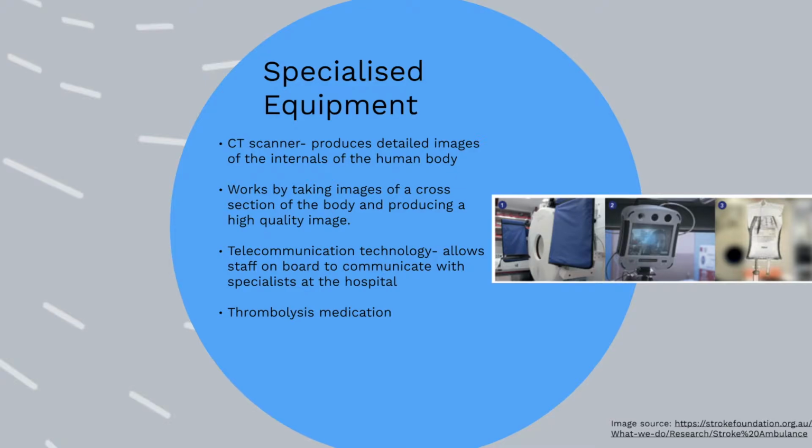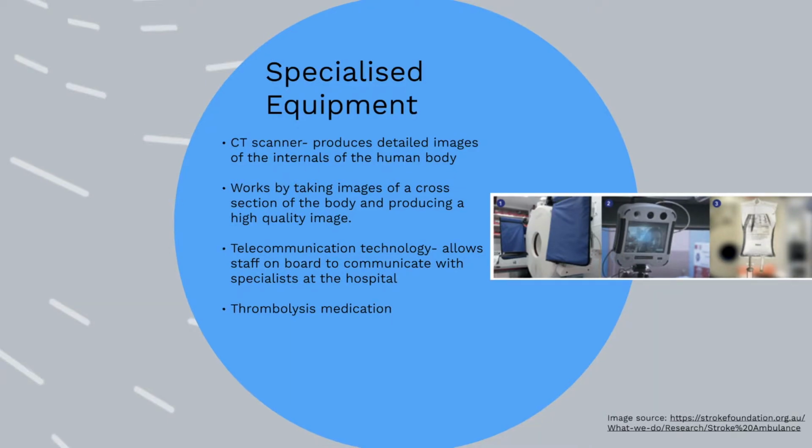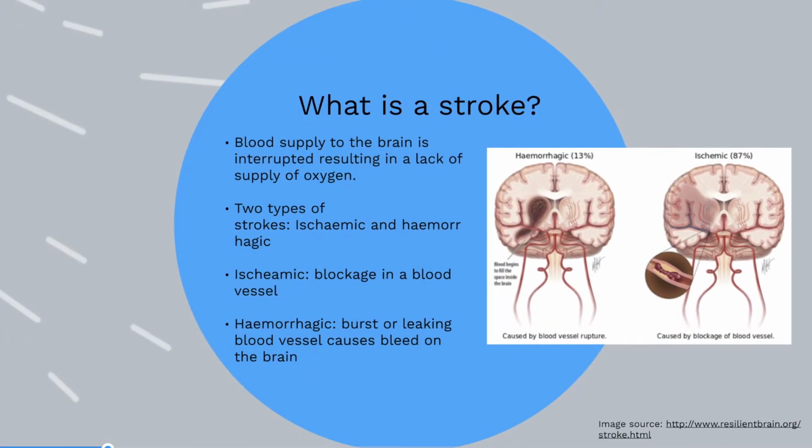Basically, a CT scanner works by taking many images of a cross-section of the body to produce an internal image. A stroke is when blood supply to the brain is interrupted, resulting in a lack of oxygen reaching the brain. There's two types of strokes. Ischemic strokes are the most common and are caused by a blockage in a blood vessel, usually by a blood clot. Hemorrhagic strokes are usually caused by a burst blood vessel causing bleeding on the brain.